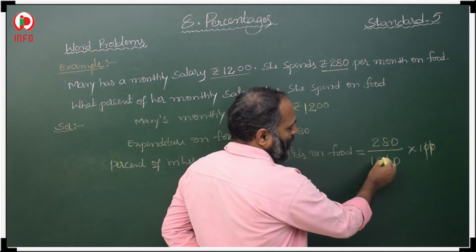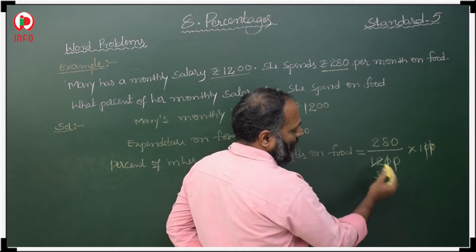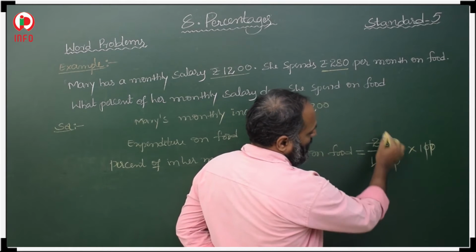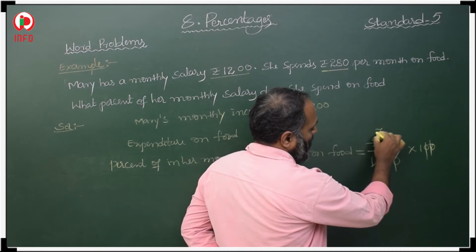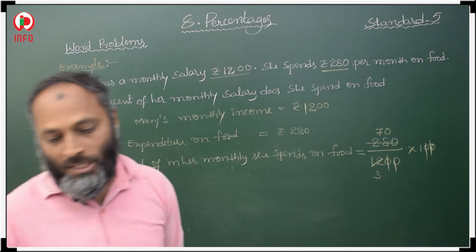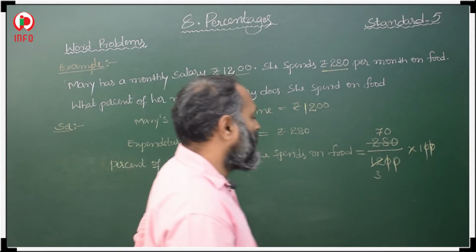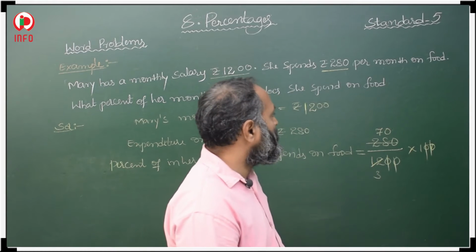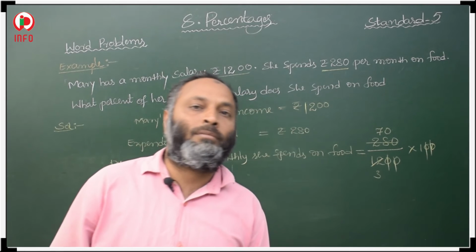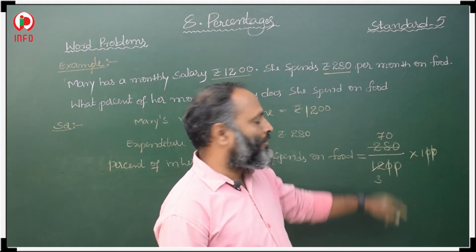Now, 12 1s are 3, 4 table. 4 3s are 12, 4 7s are 28 and 0. Now again, what we have to do here: 4 3s are 12, 4 7s are 28 and 0.